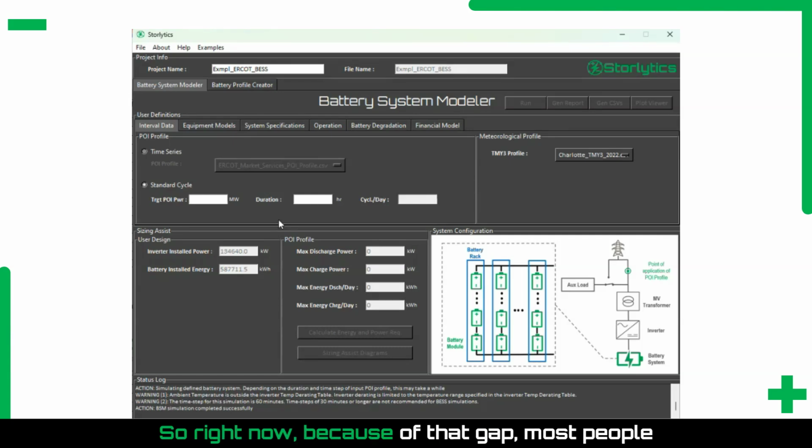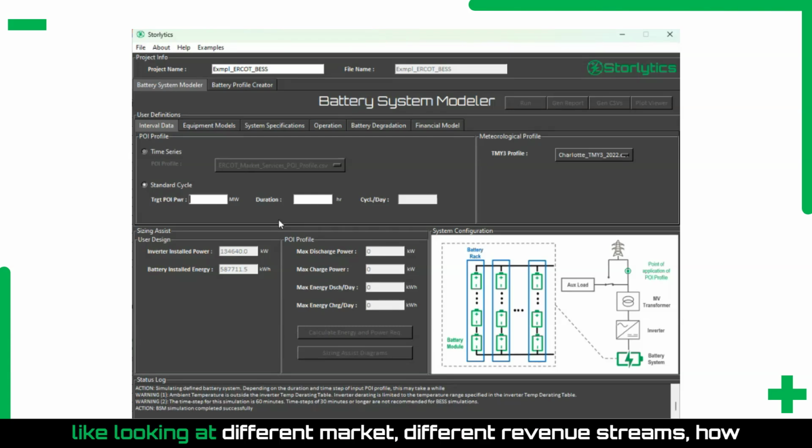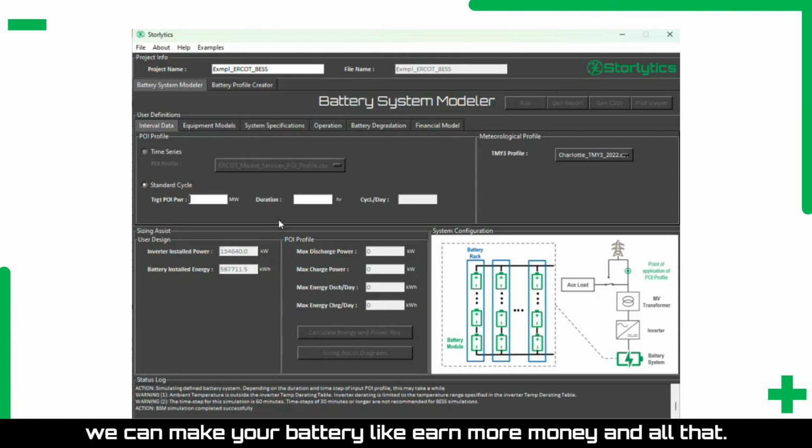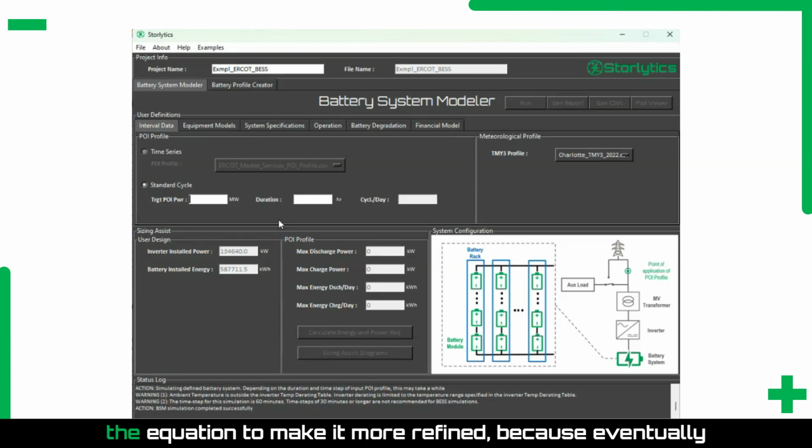So right now, because of that gap, most people are spending more money than they should on the cost side of the equation. On the revenue side, you all are doing a lot of sophistication, like looking at different markets, different revenue streams, how you can make your battery earn more money. But on the cost side, you are still using that 4 hour 365 cycle, that kind of generic assumption. And what our tool is really helping you with on the cost side of the equation is to make it more refined, because eventually your profit is cost and revenue both combined together.